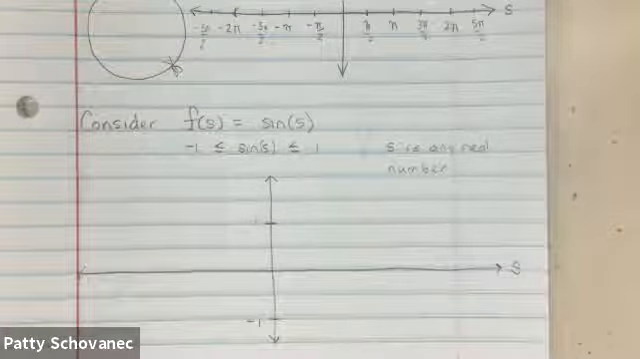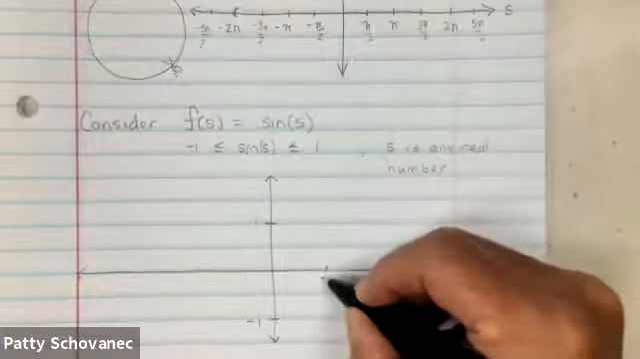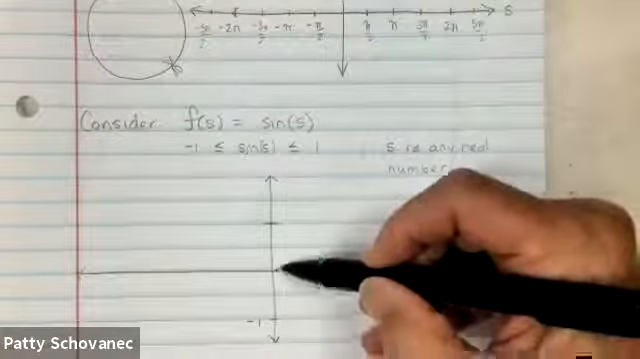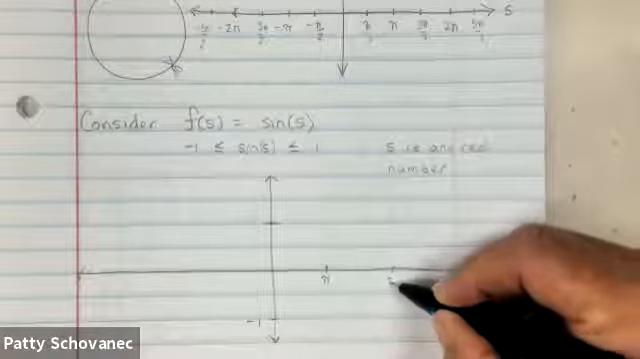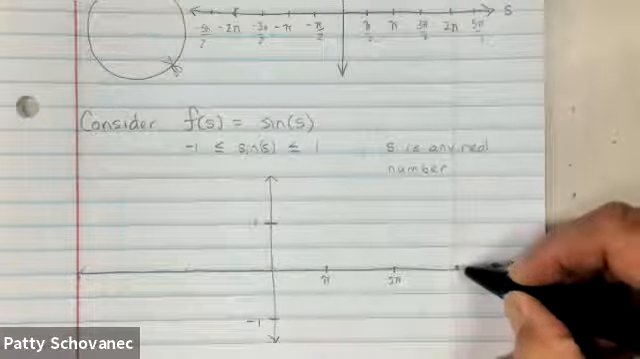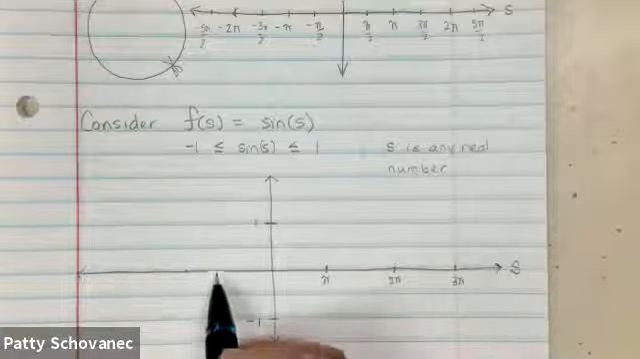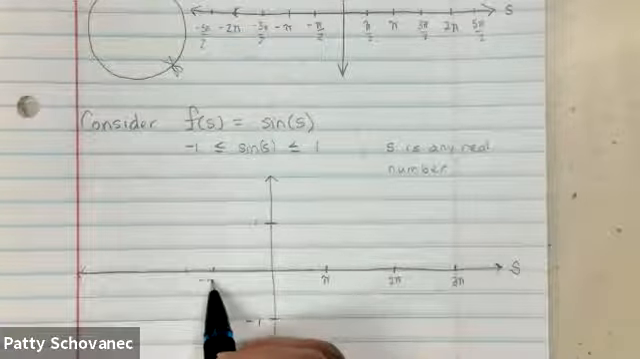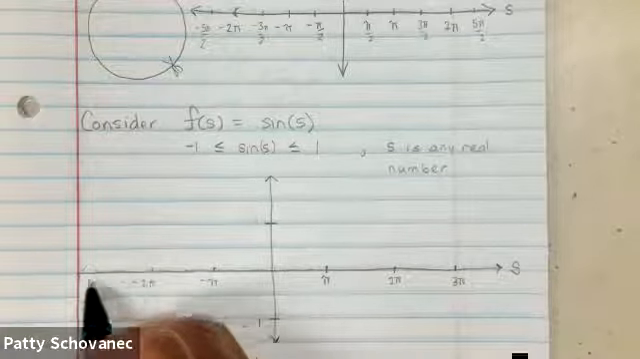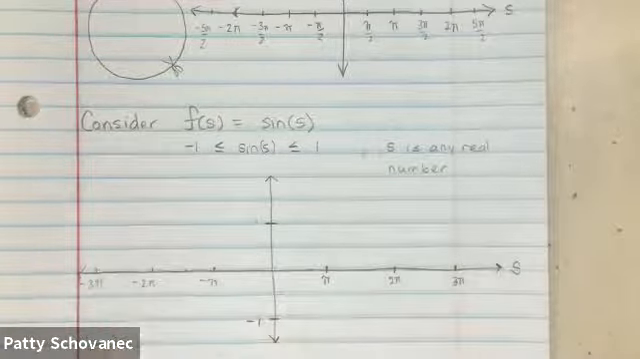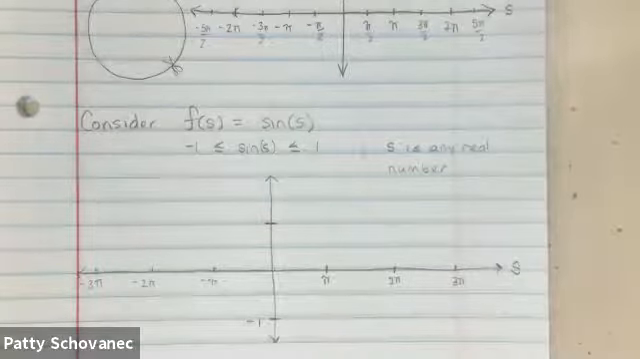So let me make my s-axis a little bit tighter. Let's say that this is about pi, even though it should be 3 times larger than that. And then this would be 2 pi, and out here would be 3 pi. And if I had room, I'd put a 4 pi, but I don't. So let's go back to negative pi, negative 2 pi, negative 3 pi. I want to know the sine of those numbers.